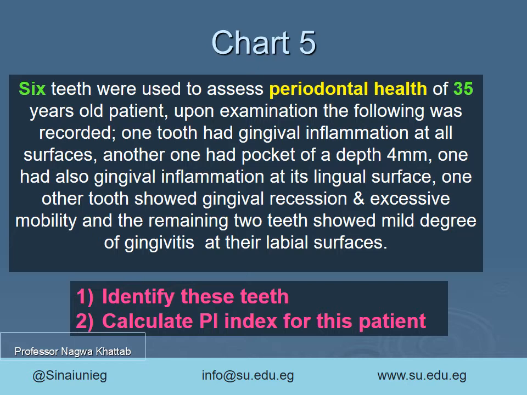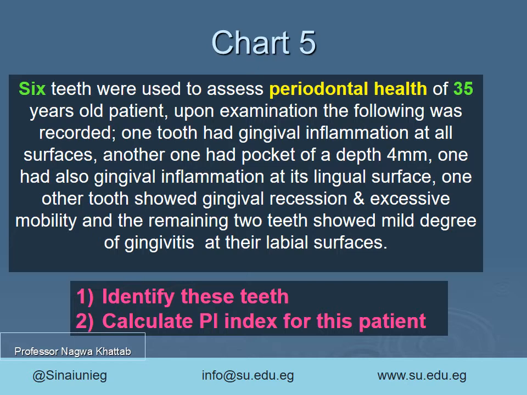Another one had a pocket of depth 4 mm. So there is attachment loss, but the 4 mm never has loss of the masticatory function. You will take score 6. One had also gingival inflammation at its lingual surface only. So this does not circumscribe the tooth. Score 1. One other tooth showed gingival recession, excessive mobility.